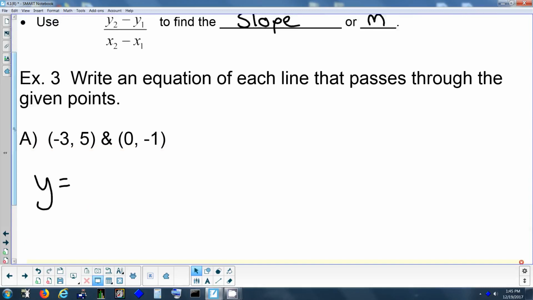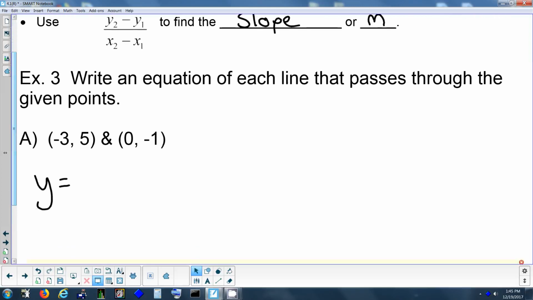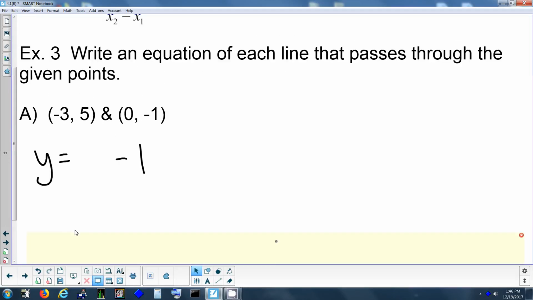Let's see how we can find the y. We can find the y-intercept, right? Someone tell me, what's it going to be? -1. Why -1, Sophia? Because it's next to the 0. Like Sophia just said, whatever number is next to the x, that's always going to be your y-intercept. Why am I going to leave space? I'm going to put my slope in, right? -1. Now I'm going to figure out my slope. So what's the formula to figure out my slope?